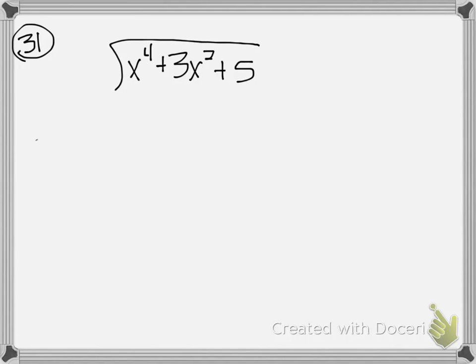x to the 4th plus 3x squared plus 5 divided by x squared plus 1. So I'm going to write it as a long division. So we've got x to the 4th plus 3x squared plus 5 divided by x squared plus 1.